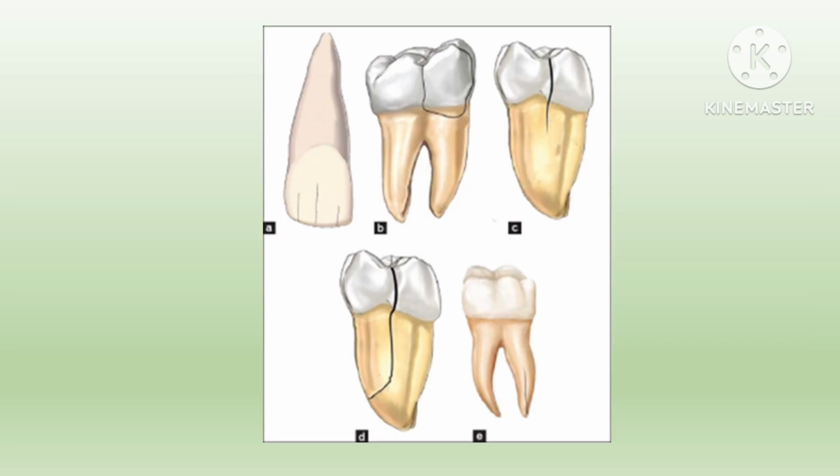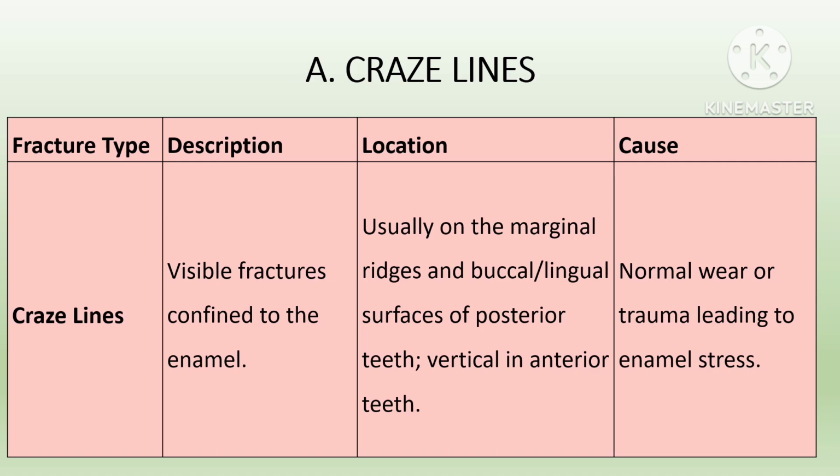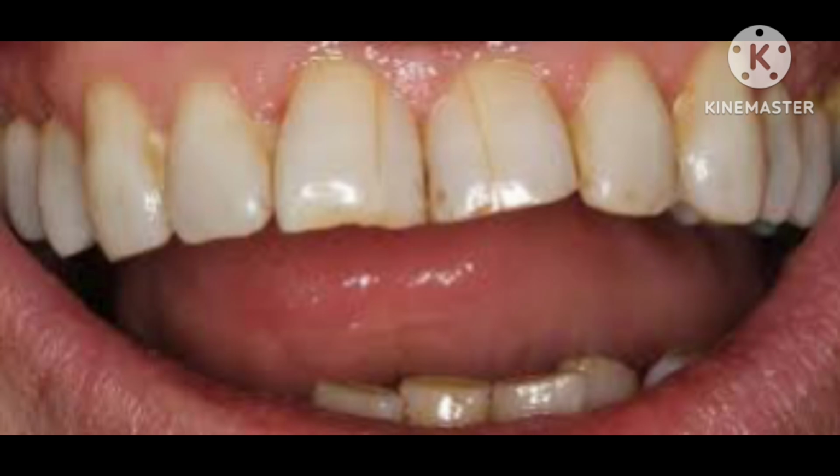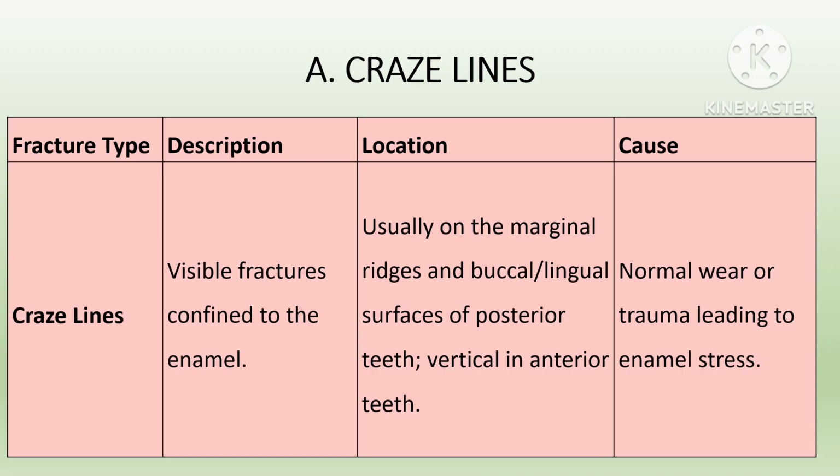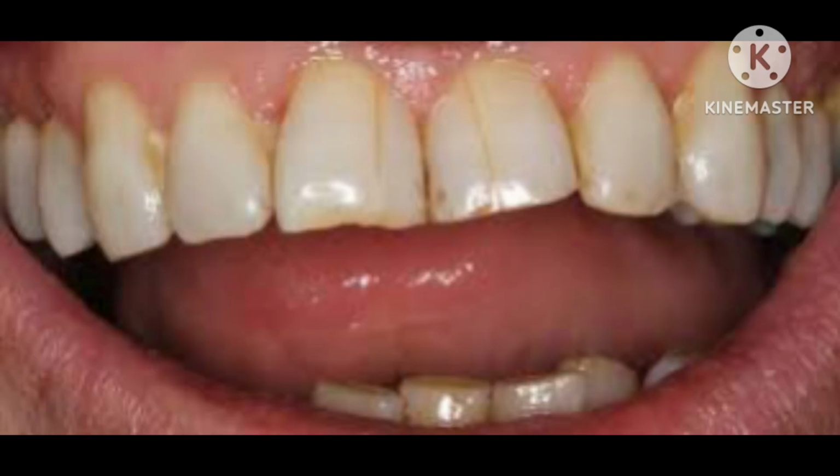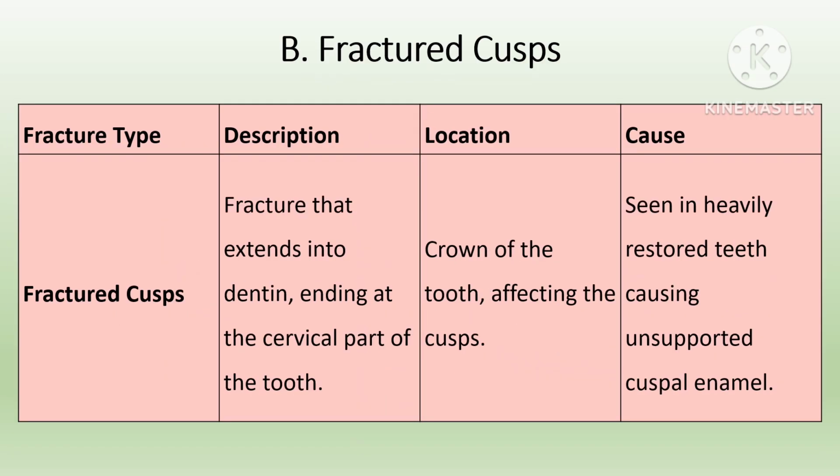One is graze lines. Graze lines are small, visible fractures contained within the enamel. These fractures don't penetrate the deeper layers of the tooth but can still be noticeable. In posterior teeth, graze lines usually cross the marginal ridges and may extend along the buccal and lingual surfaces. In anterior teeth, long vertical graze lines are commonly seen. These fractures are often caused by normal wear or trauma that places stress on the enamel.